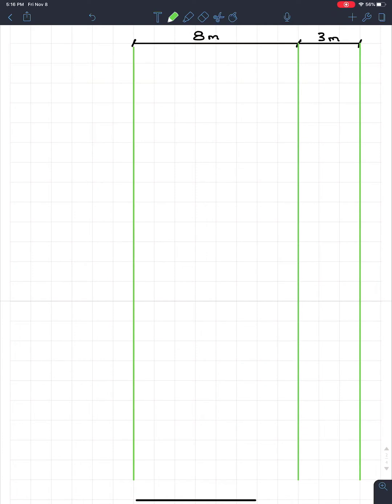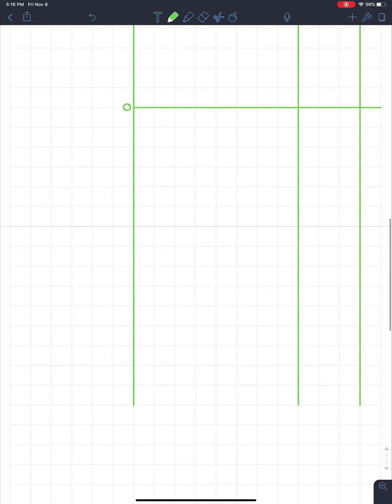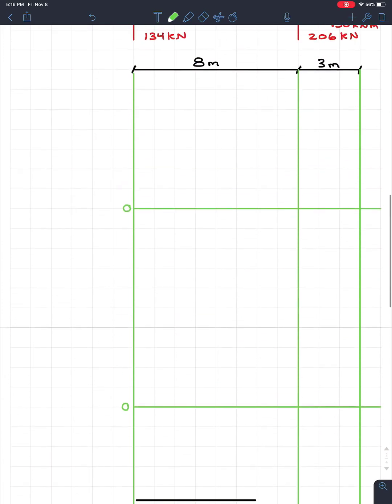So something like that. And I'm going to draw where my shear and bending moment diagram will be. So let's do the shear diagram right here. This will be when the shear is equal to 0. And then we'll go down here a bit more and we'll draw, we'll give it a bit more space. We'll go right here, and this right here will be when the bending moment is equal to 0. So I'm just going to label these really quick. The first one is going to be our shear diagram.